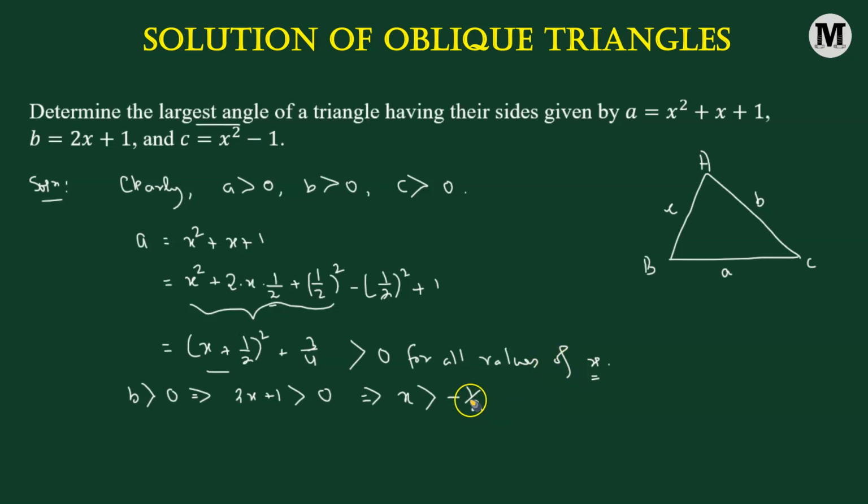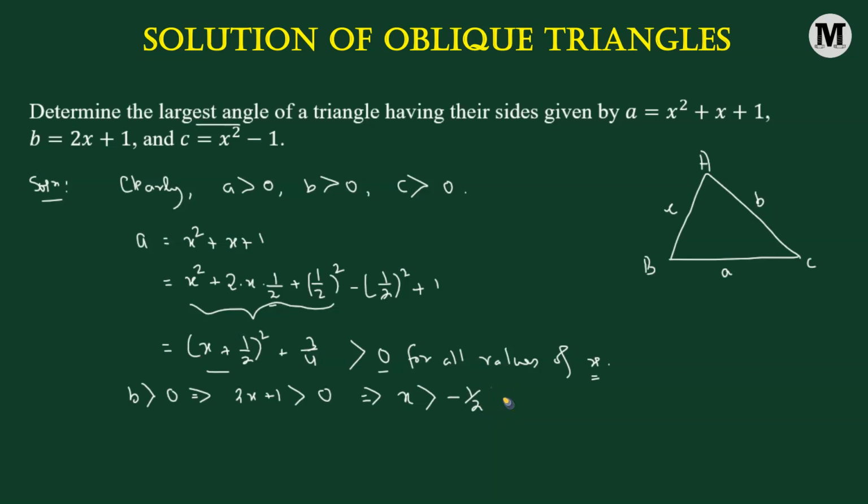We don't have to worry about x here. As we already mentioned, this is always going to be greater than 0 for all values of x. So regardless of the sign of x, this is going to be positive. So here we don't have to worry too much about a, but when we talk about b, we have to be very specific here. We can only consider values of x that are greater than negative 1/2.